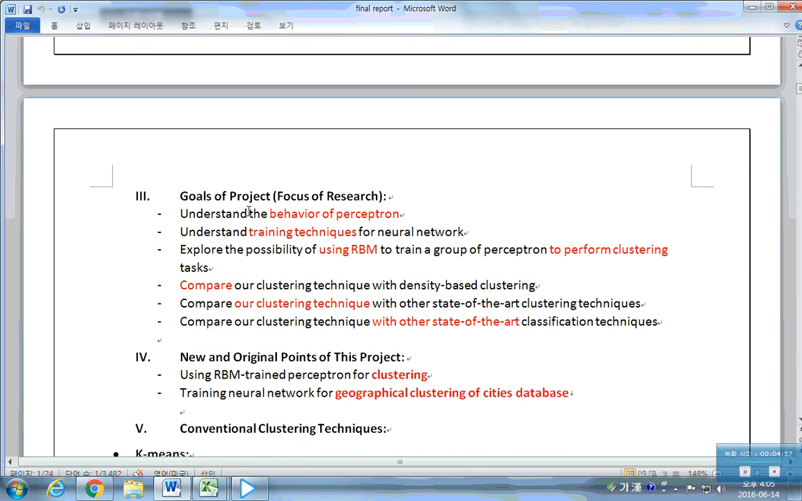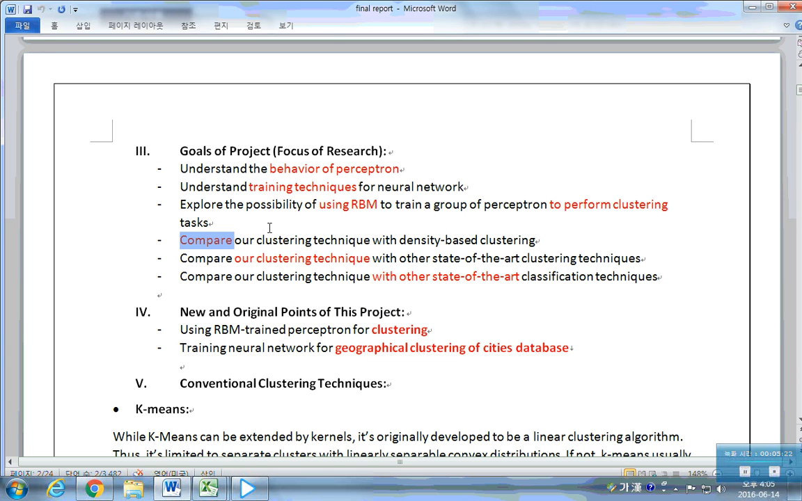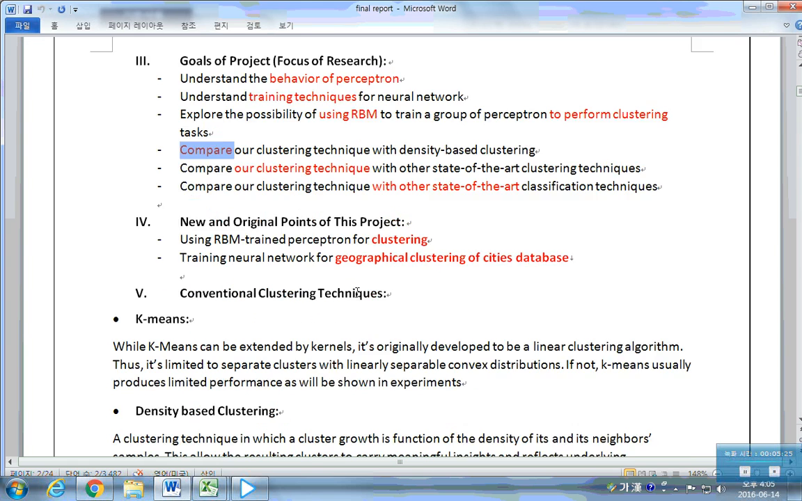So the goals of what we are trying to do right now are, first and foremost, understanding what the perceptron is and how it behaves. This is the very fundamental unit of a neural network. Understand the training techniques, in particular RBM, and how we can use RBM to perform clustering. Compare this approach with other clustering techniques and other state-of-the-art classification techniques. These are the goals of our project.